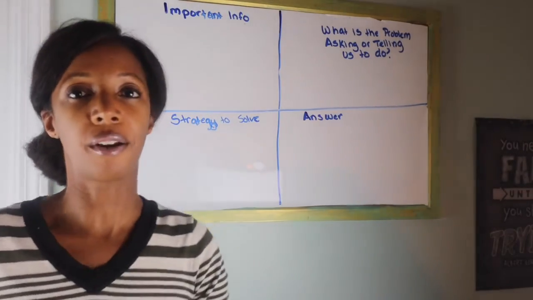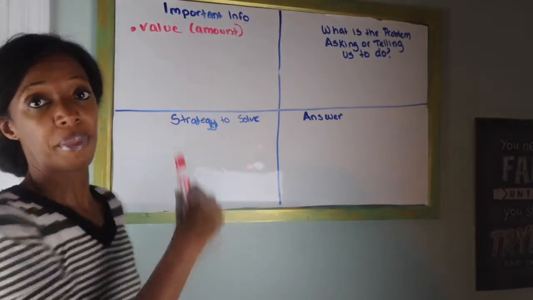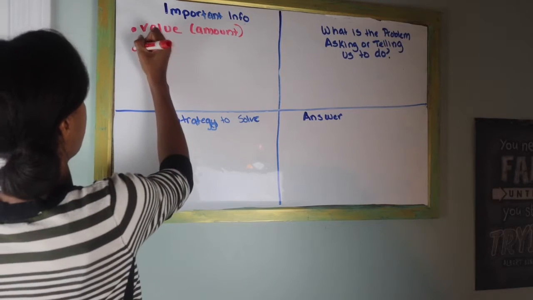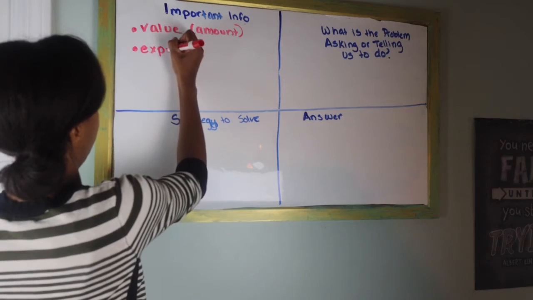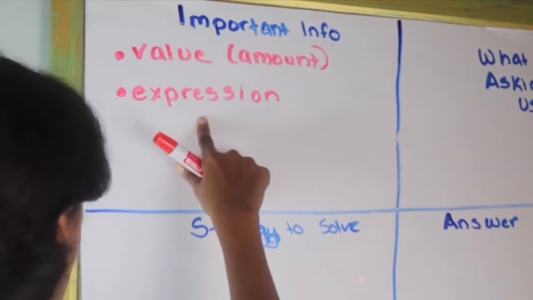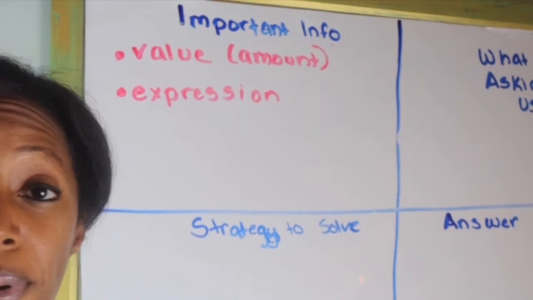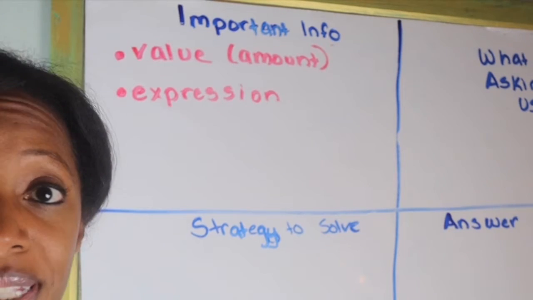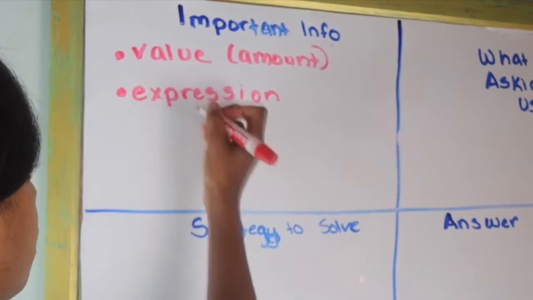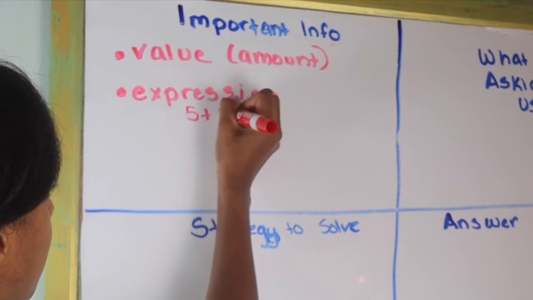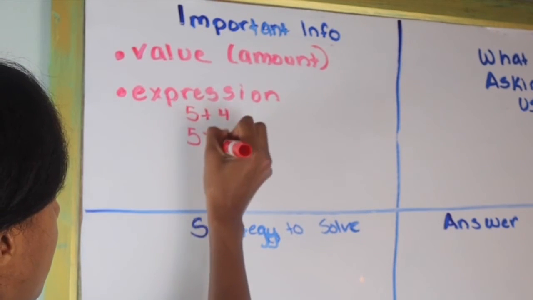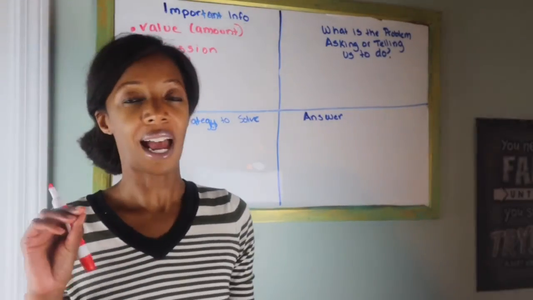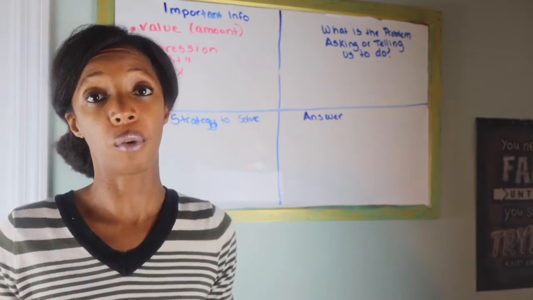All right, so let's pick out our important information. You should have picked out the word value, which is an amount. You should have also picked out the word expression. An expression is numbers, symbols, or operators grouped together that show the value of something. There is no equal sign when you have an expression. So for example, this is an expression, and this is an expression. Basically, this problem is asking us to take 12 and divide it by 48 hundredths.